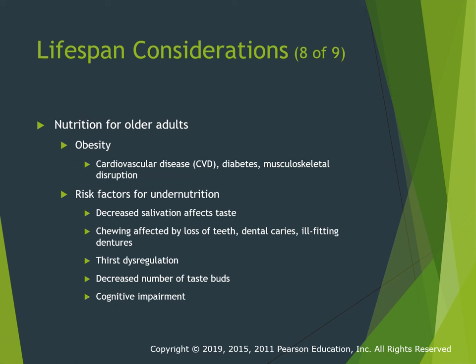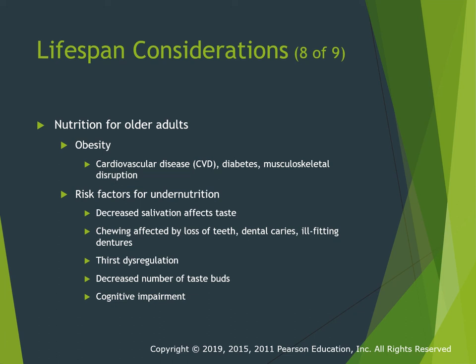Some older adults are undernourished. They live alone. They don't have anybody to care for them. They may not be able to get fluids if they're thirsty, or they have poor teeth. They have xerostomia, which is decreased salivation. That's on page 1004.